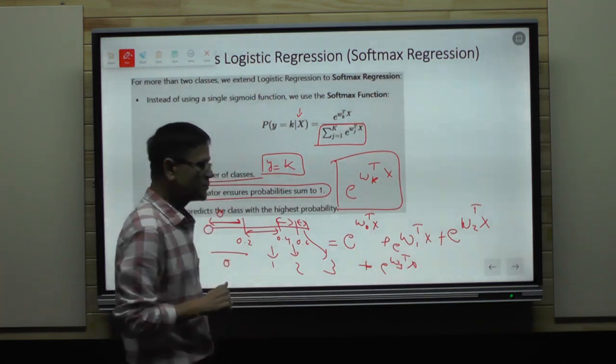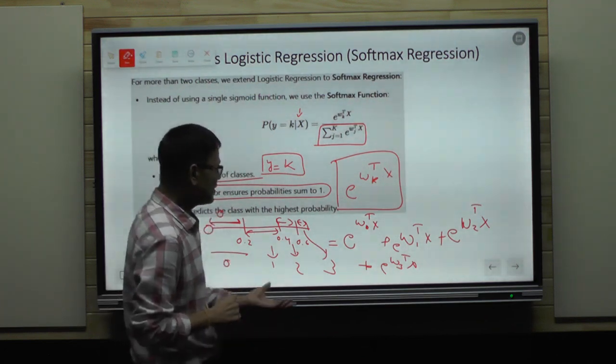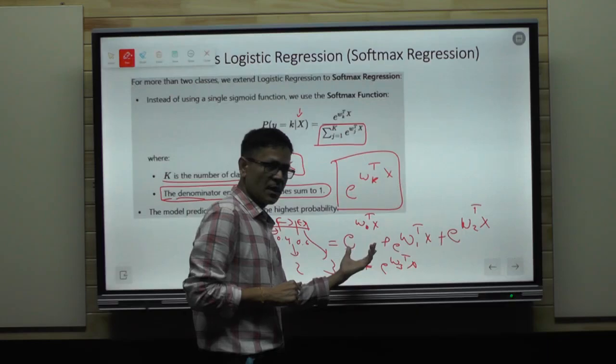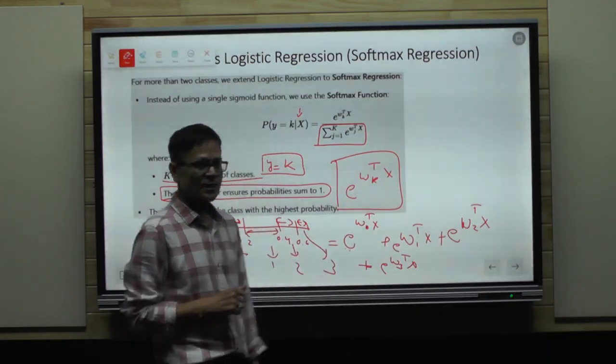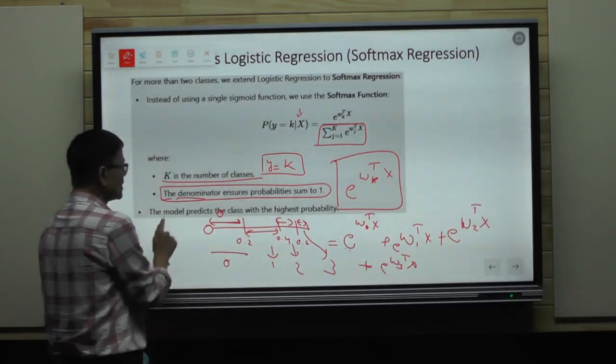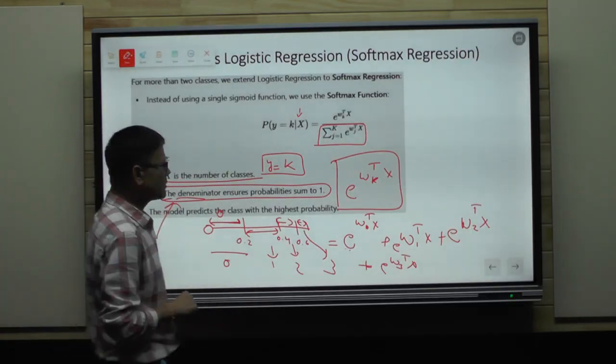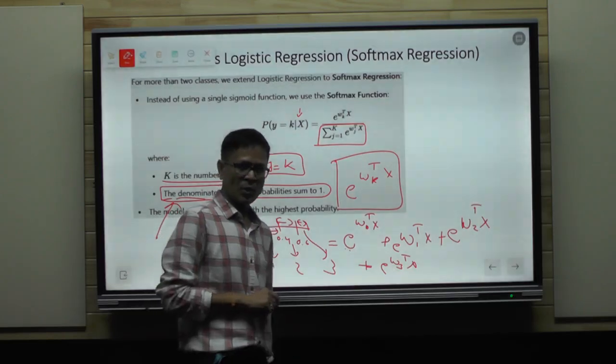So that forms our denominator, and then we will take the individual values and find the ratios. This will ensure that the probabilities sum up to 1 only.